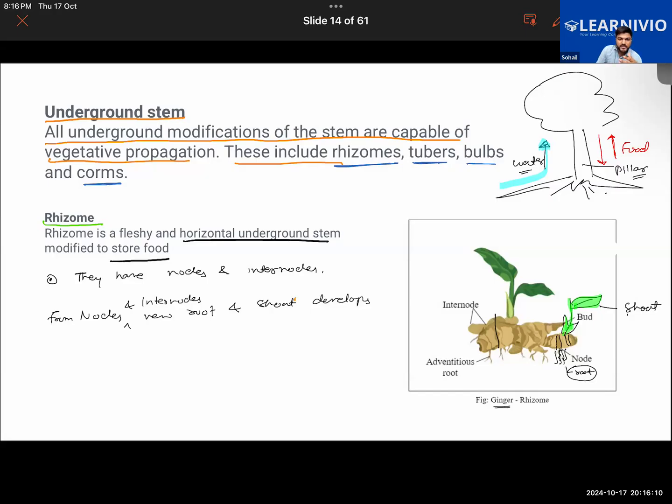Apart from that, plants like turmeric. Turmeric also is an example of rhizome. When you look at turmeric, it looks very similar to ginger, isn't it? Yes. Turmeric, commonly called haldi. So both of them look very similar and both of them are examples. So another example we can take is turmeric here, okay?